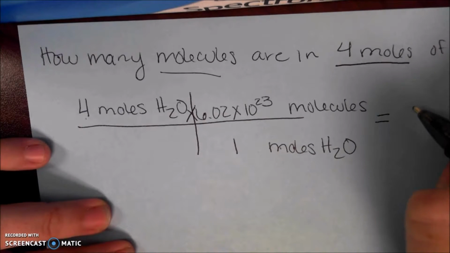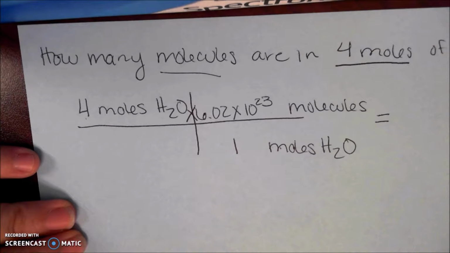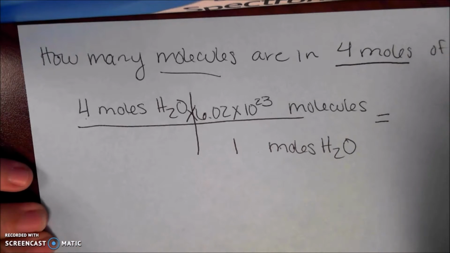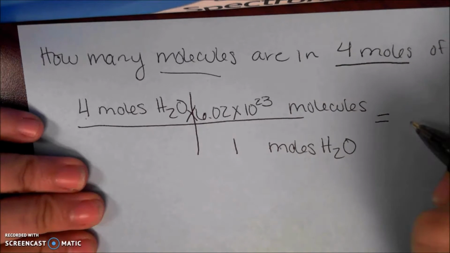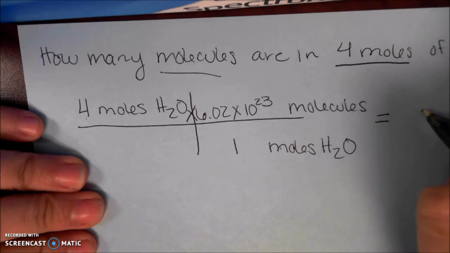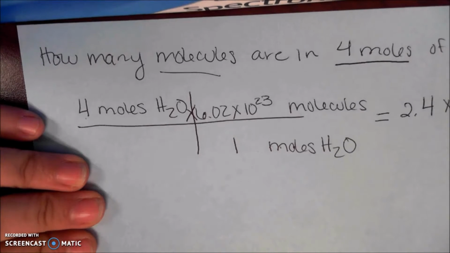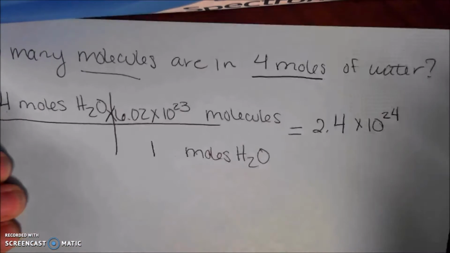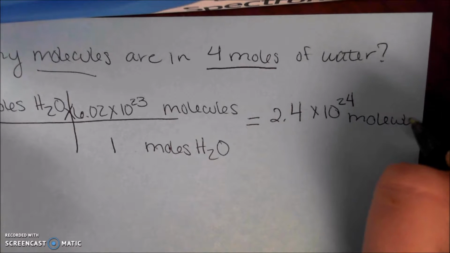Basically, you want to put it in your scientific calculator, which I don't have, so I can't show you that. But what I did was I multiplied 4 times the 6.02, which gives me 24.08. With scientific notation, I only want one number in front of the decimal. So I'm going to put 2.4 times 10 to the 24th. And then I have to put my units on there, so that would be molecules.